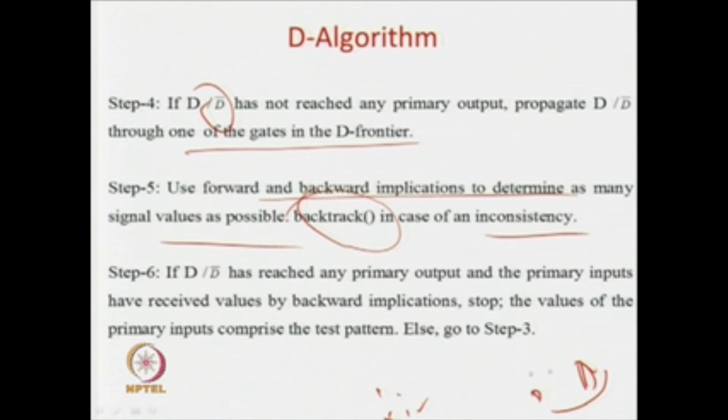So, that is what is being said by step 5, that use forward and backward implication immediately to determine as many signal values as possible. So, when you are propagating the fault effect D or D prime from one level, at the same time you immediately do backward implications by justifying the values of the J frontier gates or otherwise, and try to solve as many x's as possible. But it may also happen that there can be an inconsistency, that is, you require a 1, but you are getting a 0, or you have to apply a 0 kind of a thing.